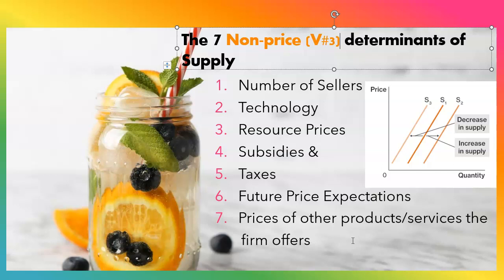Future price expectations going up, the seller shrinks the supply. Future price expectations going down, the seller increases the supply. All this is in your outline. Remember, it's all written down. It's all explained for you as well over there.